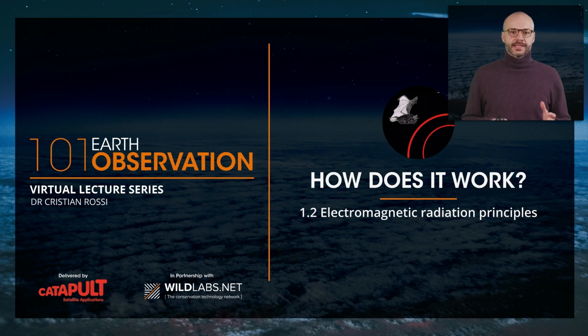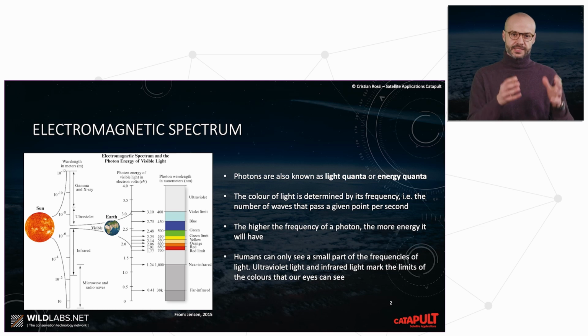What is remote sensing measuring? Remote sensing is measuring what is called the electromagnetic spectrum. This is a concept that is fundamental in remote sensing and Earth observation. We see this in this figure. So we've got the sun. The sun is transmitting energy in the form of light.